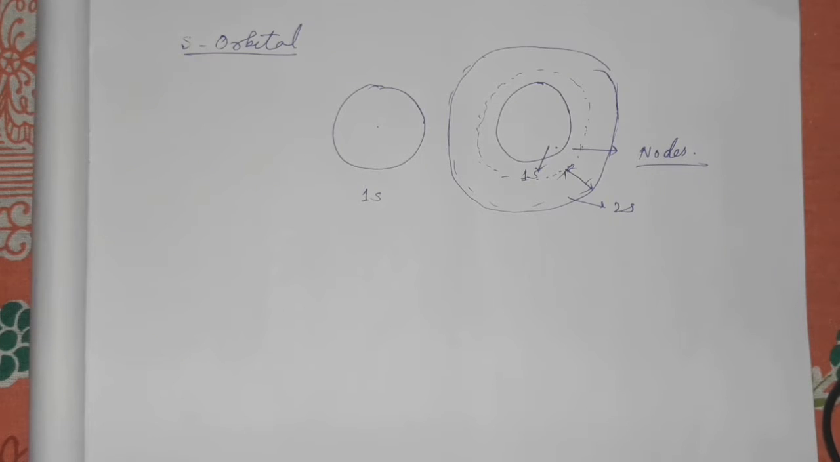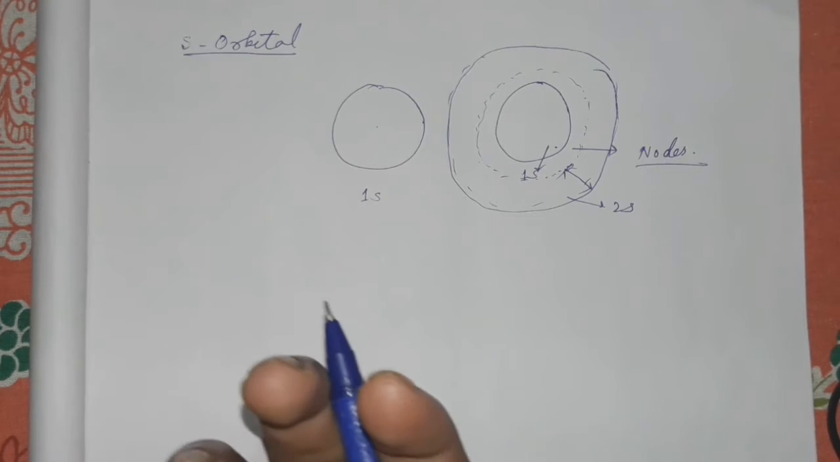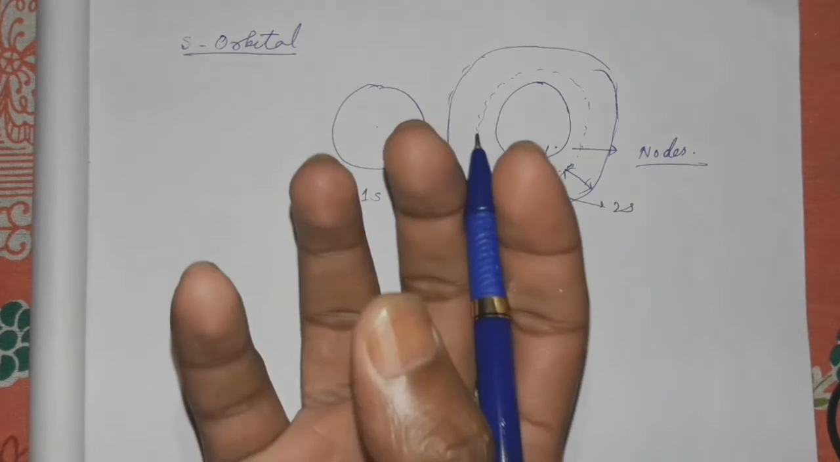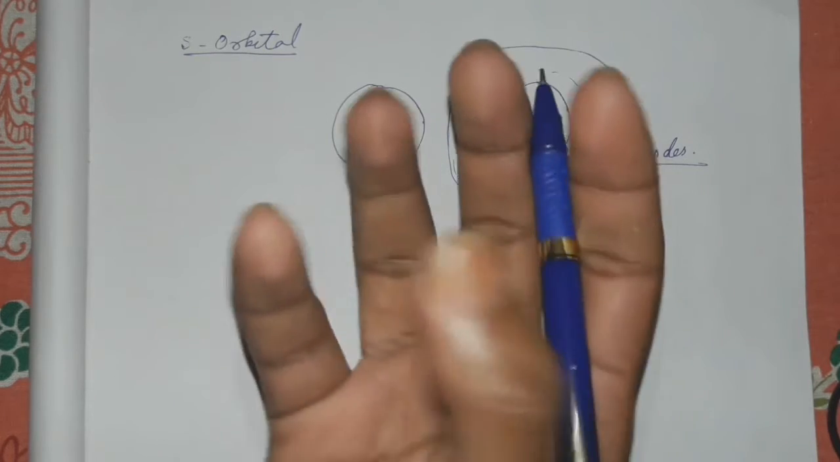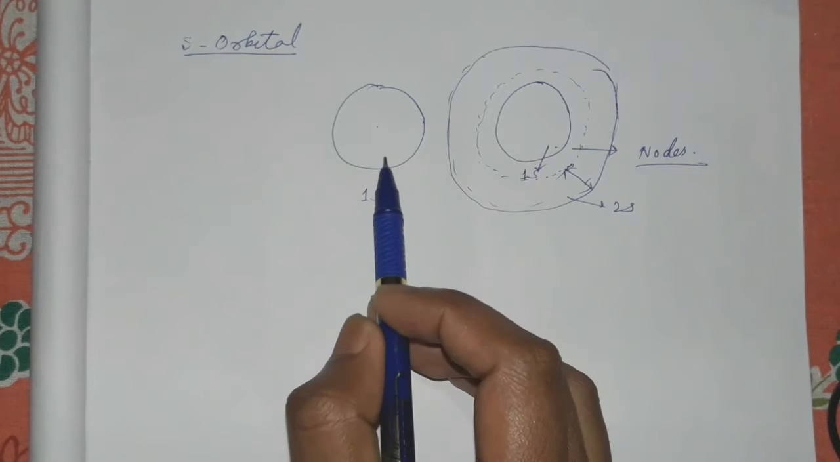Hello friends, Namaskar. So in this video we will see the three-dimensional structure of S orbital, P orbital and that of the D orbital. So first of all we'll see the S orbital. The S orbitals are spherical in shape. Spherical, that means the shape of a ball, football or cricket ball. So it is similar to that.